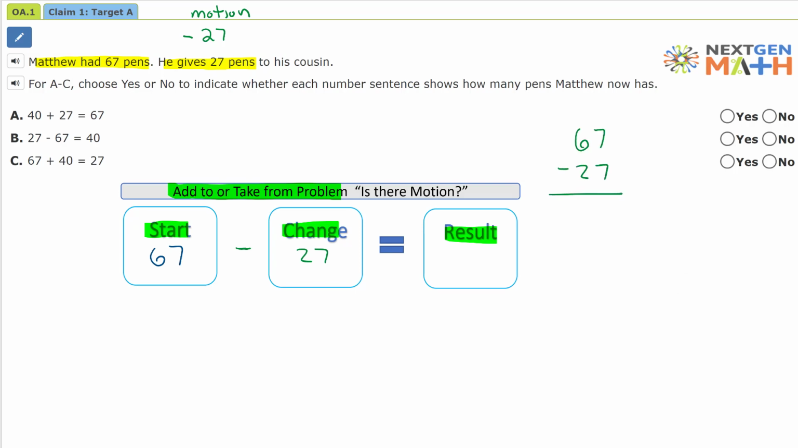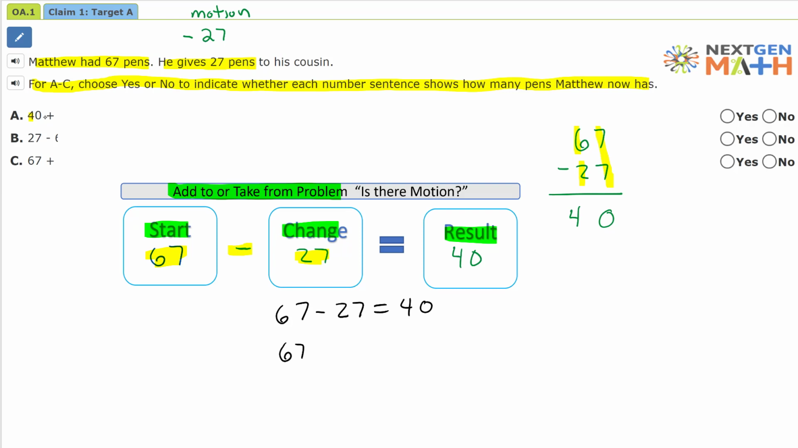Now when we subtract 7 ones minus 7 ones, well, that gives us 0 ones. And now 6 tens minus 2 tens, that's going to give us 4 tens, or 40. Our answer is 40. So one way we can write this problem is 67 minus 27 equals 40. Another way, if we want to use addition, we know that 67 is also equal to 40 plus 27. And we could also write it as 27 plus 40 equals 67. Different ways to express the same amount.